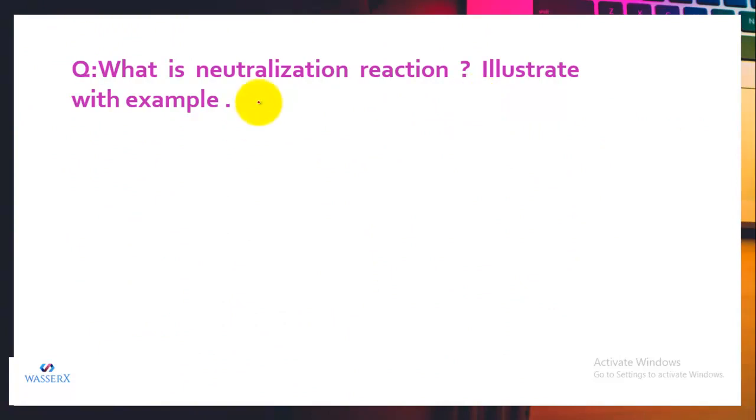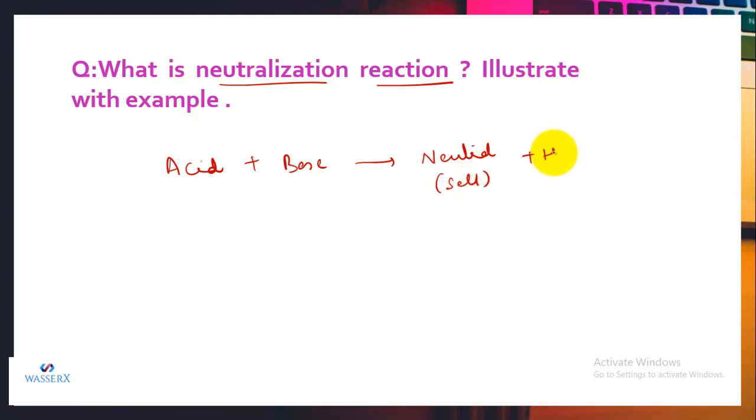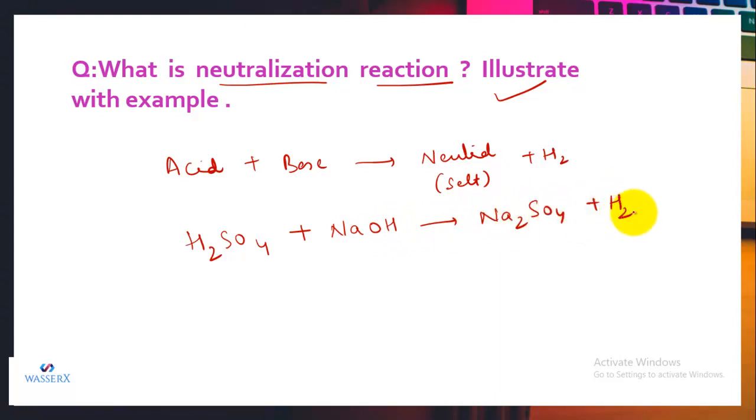Another question is, what is a neutralization reaction? A neutralization reaction is a reaction in which an acid reacts with a base and they form a neutral substance, that is salt, and along with that we get water. It is mentioned that you need to illustrate with an example. So let's take some example. Let's take an acid, H2SO4. This is a strong acid, therefore I am taking a strong base. So we'll get a neutral salt, that is sodium sulfate, and along with that we'll get water. So this is what a neutralization reaction is.